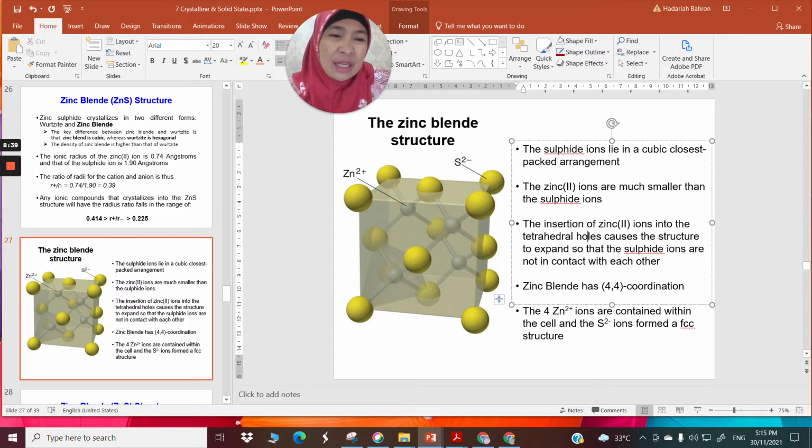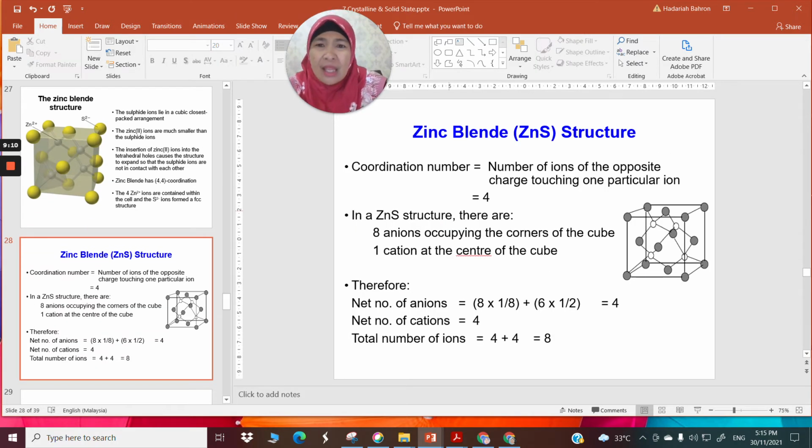That means the zinc is touching four sulfide and the sulfide is touching four zinc. The 4 zinc ions are contained within the cell, and the sulfide ions form an FCC, face-centered cubic close packing structure. You see that all this yellow looks like an FCC arrangement, whereas your zinc is right inside the cell. So this is the structure of zinc blende. We're not going to go into wurtzite. We just go into zinc blende for now. Wurtzite is somehow out of this syllabus, yeah?